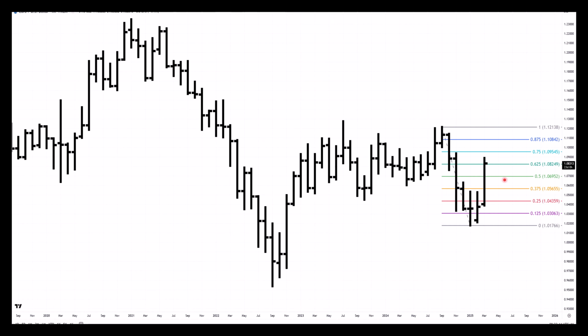If we look here on the monthly chart, it's gone even further as a retracement than the pound has. It still hasn't, however, taken out that 75% milestone. For me, that's always a big key when looking at a market move.